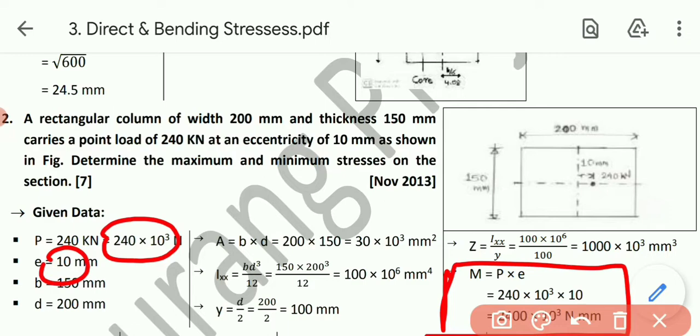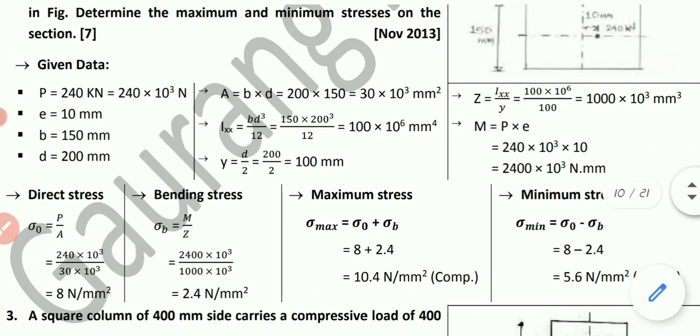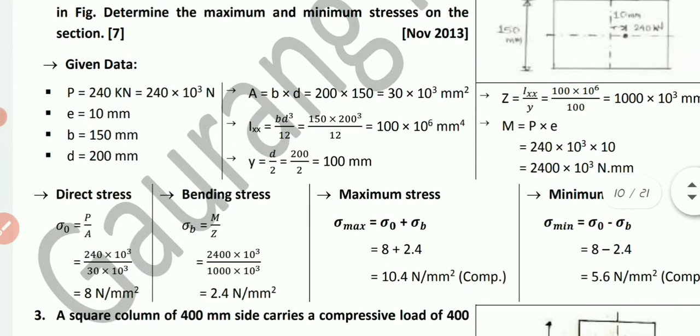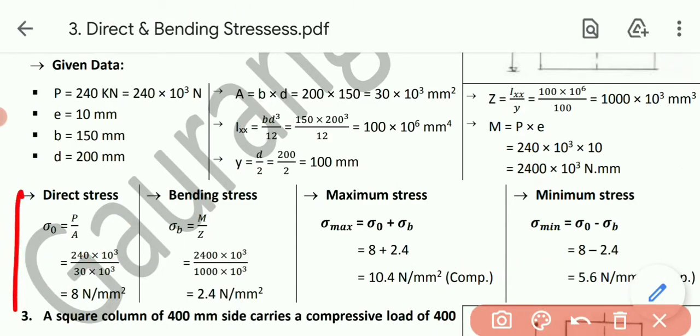So 240 into 10 raised to 3 into 10. So ultimately I will get the value of M, that is 2400 into 10 raised to 3 mm. So I got all the unknown parameters. Now let me calculate first of all sigma 0 and sigma b. So let's start first with sigma 0.